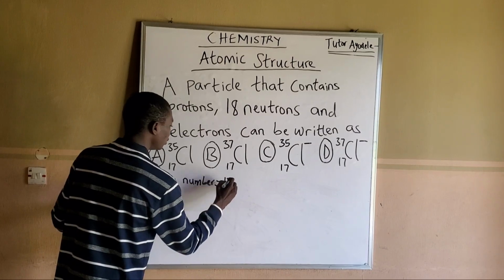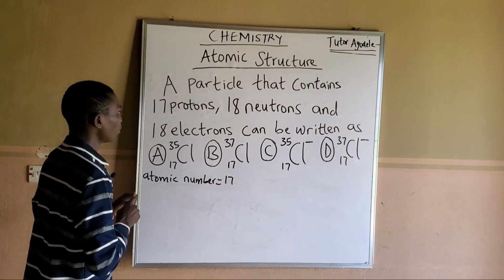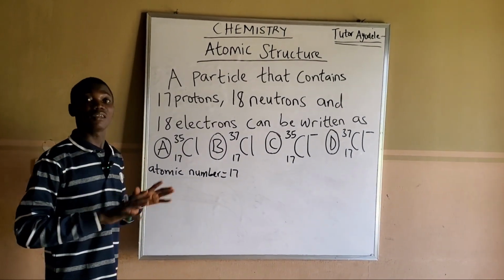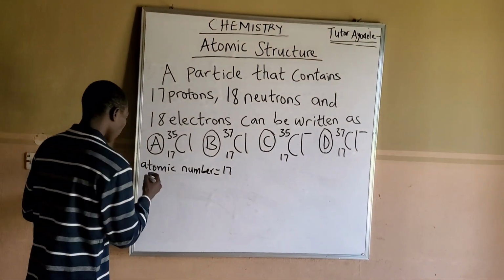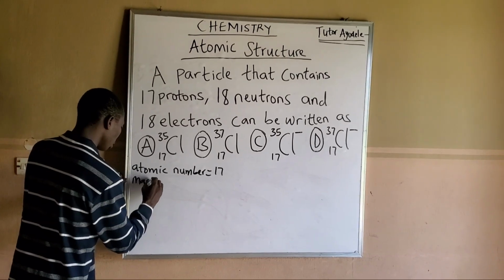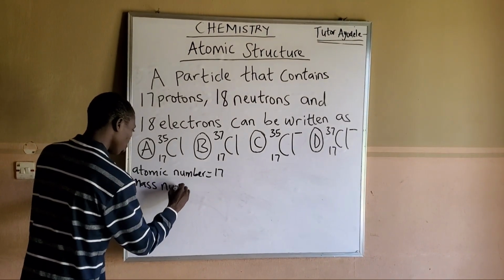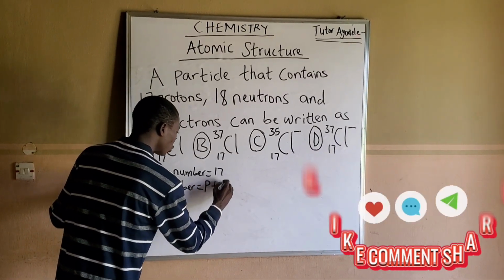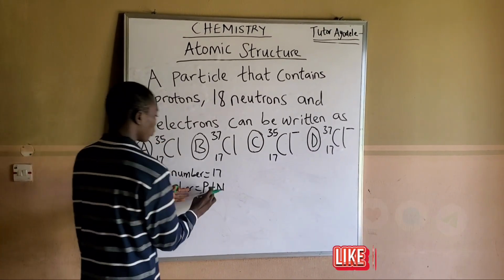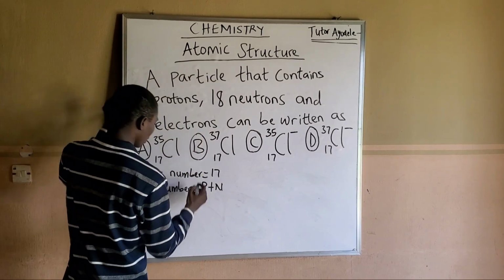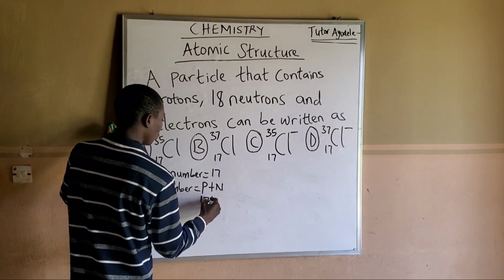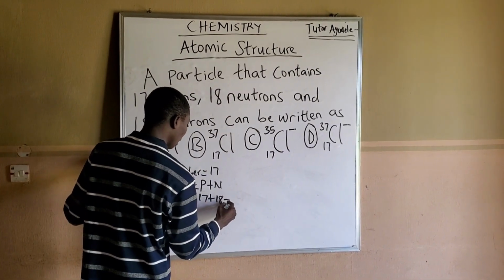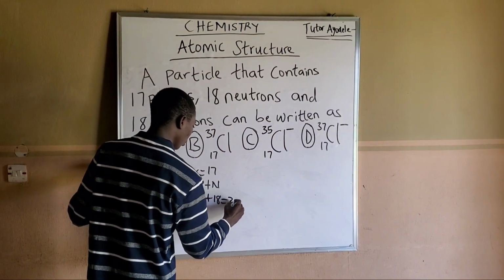So the atomic number here equals 17. Now, the mass number also has a formula, and this formula is constant. Mass number equals the proton number plus the neutron number. What is the proton number? The proton number is 17, plus what is the neutron number? The neutron number is 18. And that gives us 35.